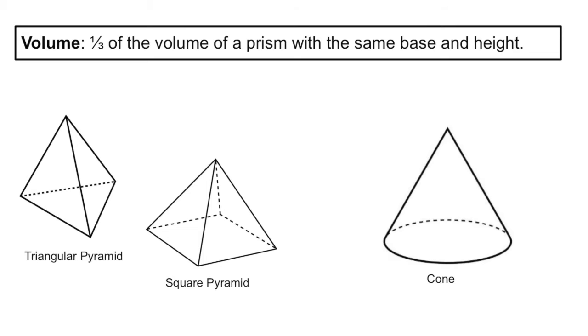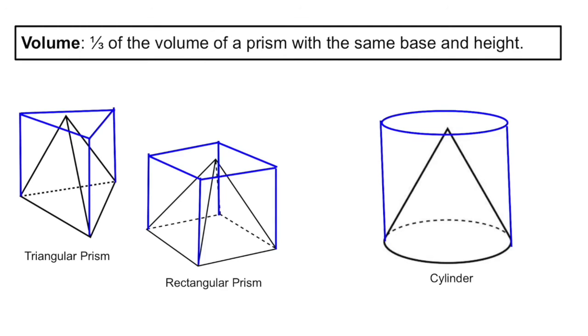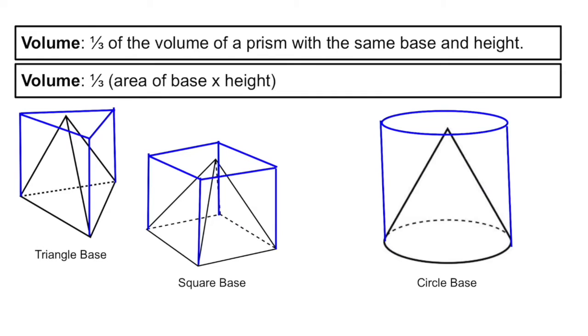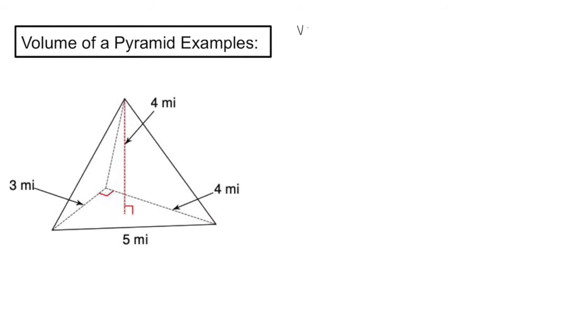We already learned that the volume of a cone is 1/3 of the volume of a cylinder. In the same way, each of these pyramids is 1/3 of the prism with the same base and the same height. Another way to put that is that the volume of a pyramid is 1/3 times the area of the base times the height of the pyramid. So let's do a few examples.